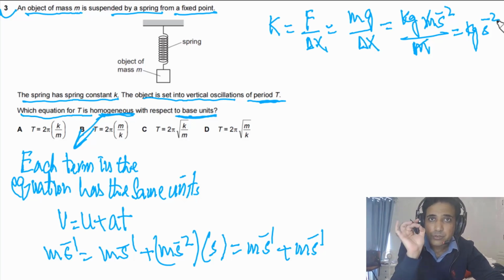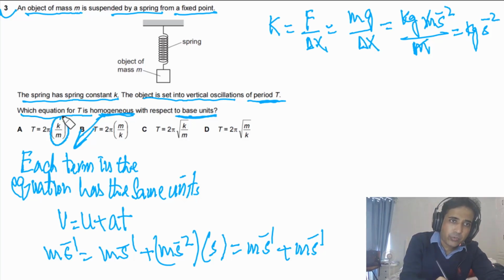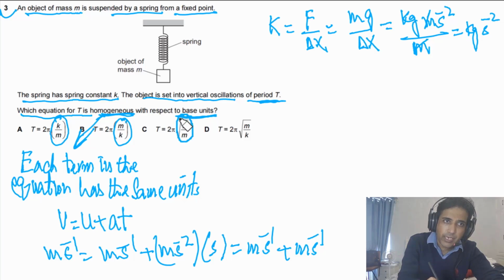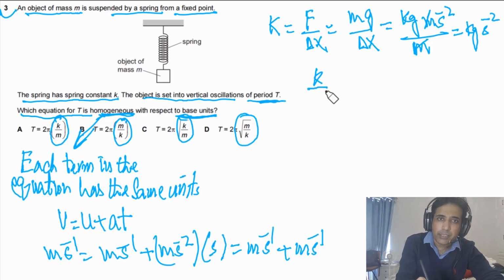So we can cancel meter with meter, so we can say the unit of k is kg per second squared in terms of base units. Now here we have k over m, here we have m over k, and here we have k over m again. So this is k over m, and here we have m over k. First of all we will look at k over m.